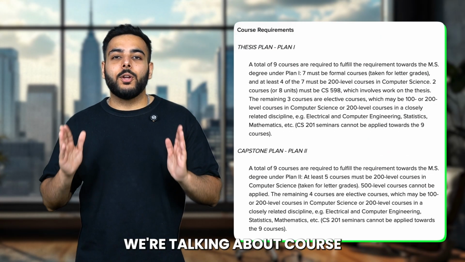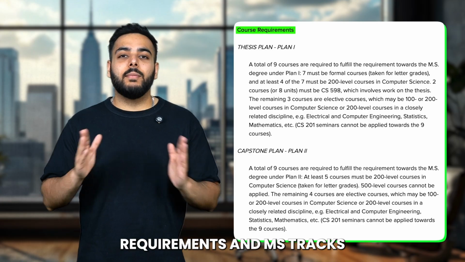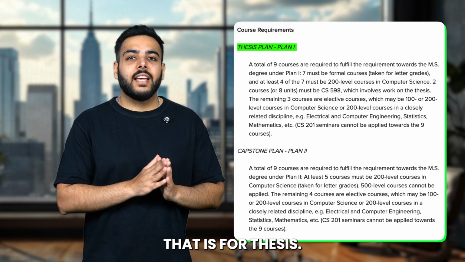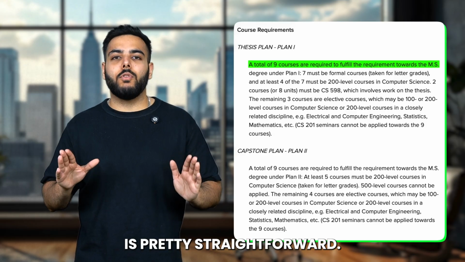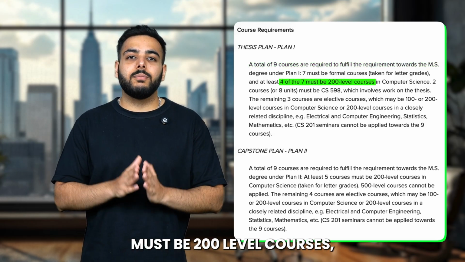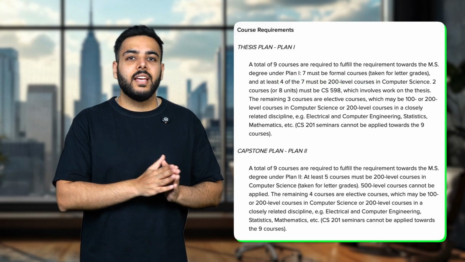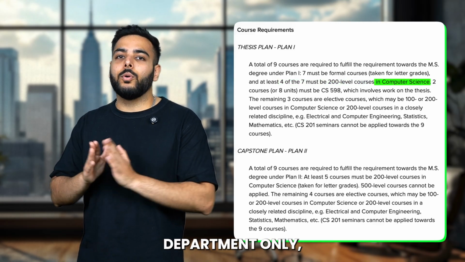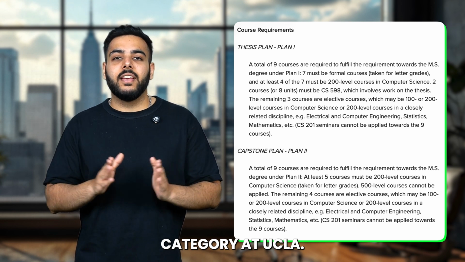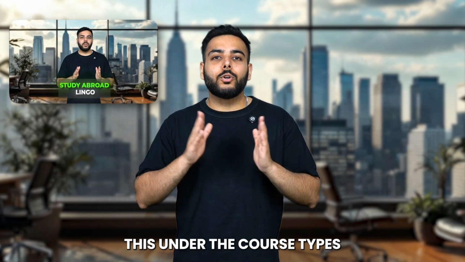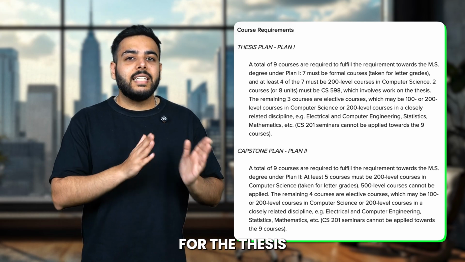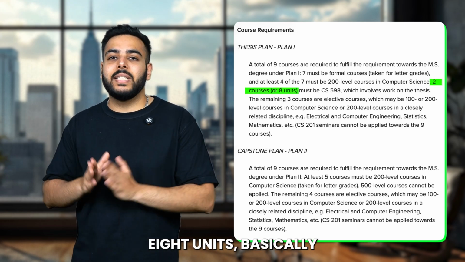In this section, we're talking about course requirements and MS tracks that one can follow. For Plan 1, that is for thesis, as you can see, the first line is pretty straightforward. The second line highlights that 4 out of 7 courses must be 200 level courses, and that too from the CS department only, which is basically the advanced level course category at UCLA. And remember, we discussed this under the course types in the fundamentals video. 2 courses here are allotted for the thesis and they are worth 8 units, basically 8 credits.